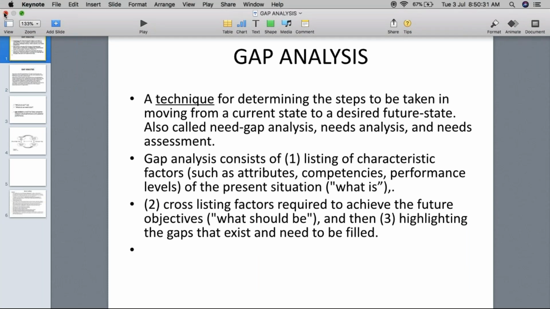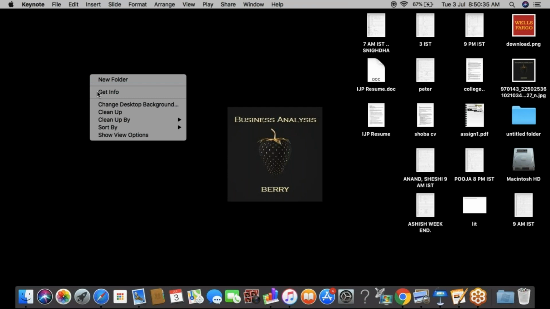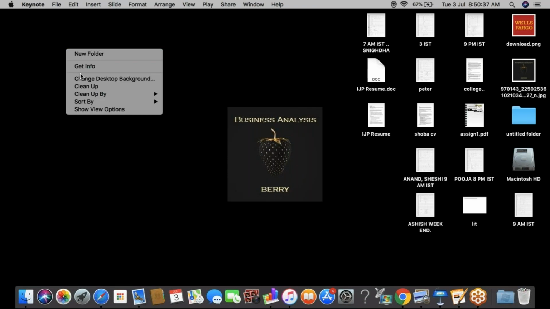So tomorrow we will see chat sessions, interview and questionnaire. Those are also requirement gathering techniques and methods.